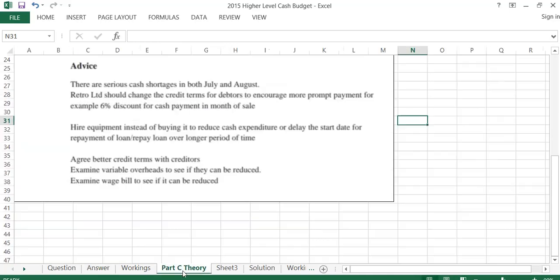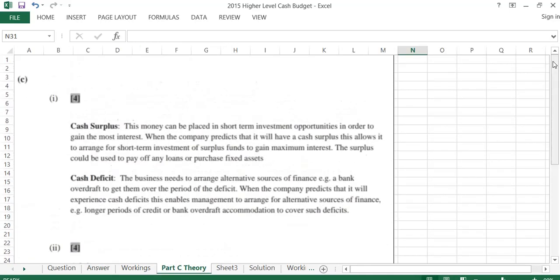Part C to the question was a bit of theory, which asked, part C I says, what options does a business have when it has a cash surplus A and then part B, a cash deficit? Well, a cash surplus, this is when they have extra cash, this money can be placed in short-term investment opportunities in order to gain the most interest. So you can invest the money to get more interest.